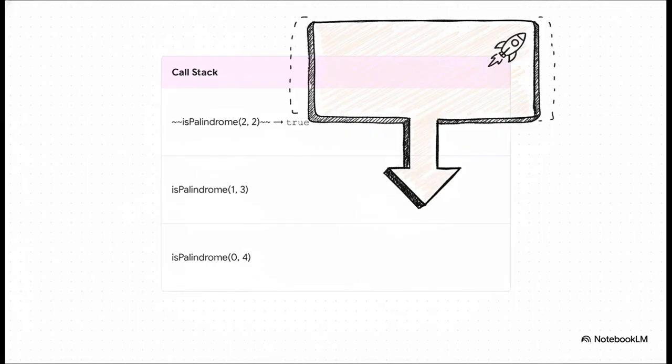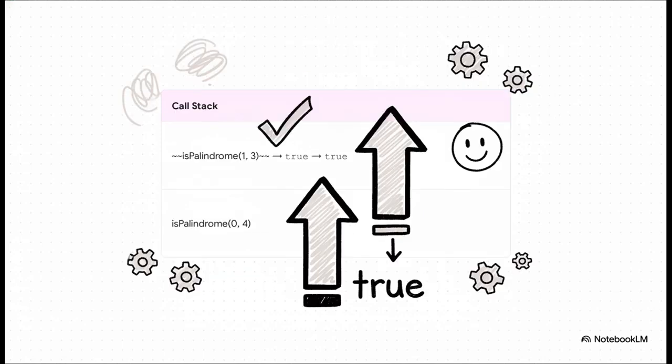So that top job is done. It shouts true, down to the job waiting below it, and then poof, it's popped off the stack. It's gone. Now, that middle job can finally wake up. It says, okay, my letters A and A matched, and the job I was waiting on just told me true. So its job is also complete. It passes its own true result down to the bottom plate, and then poof, it's gone too.